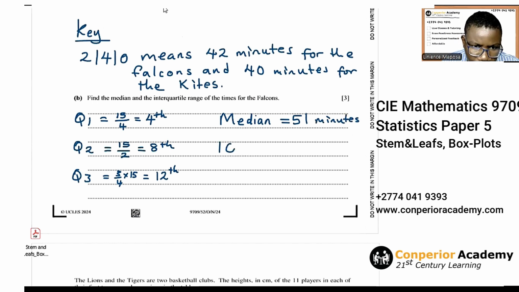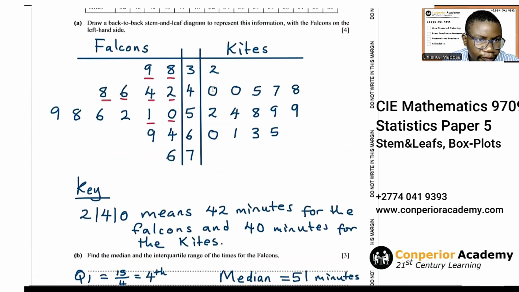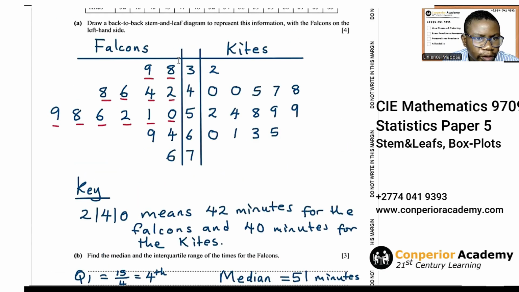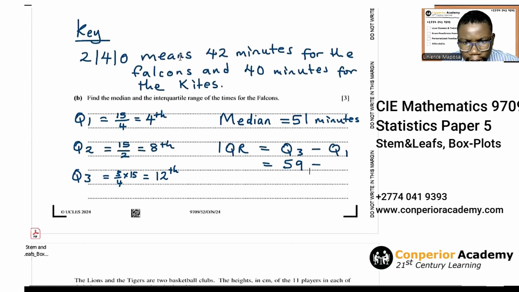And then for the IQR, the interquartile range, you are going to say it will be equal to Q3 minus Q1. Q3 is your 12th value. So if this was 8, then I continue 9, 10, 11, 12. That will be 59. So this is going to be equal to 59 minus the fourth value, which is 44. Then I subtract 44. And if I subtract this, I should get my interquartile range equal to 15. You are done with this question, you move on to the next question.